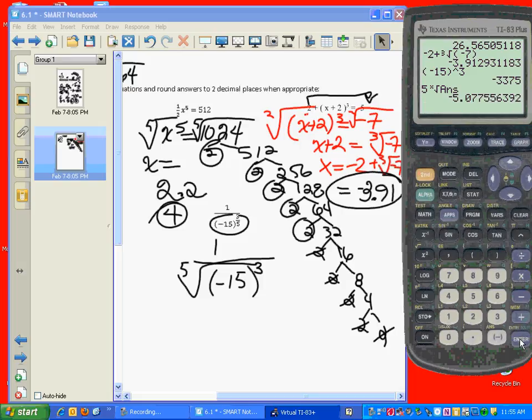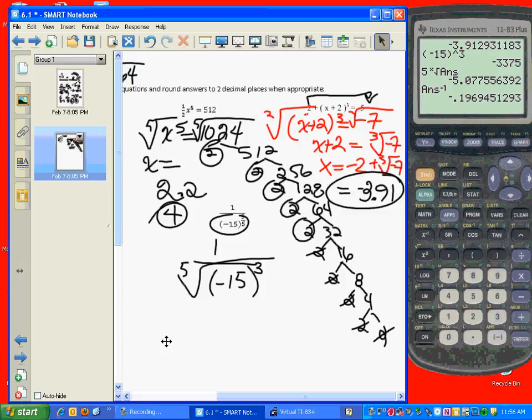Now, is that my answer? That's one. I need to do 1 over that, right? And so look at this handy dandy key. Isn't x to the negative 1 1 over? So I'm going to take my answer, and I'm going to make it negative because I'm going to flip it, right? So my answer is this.